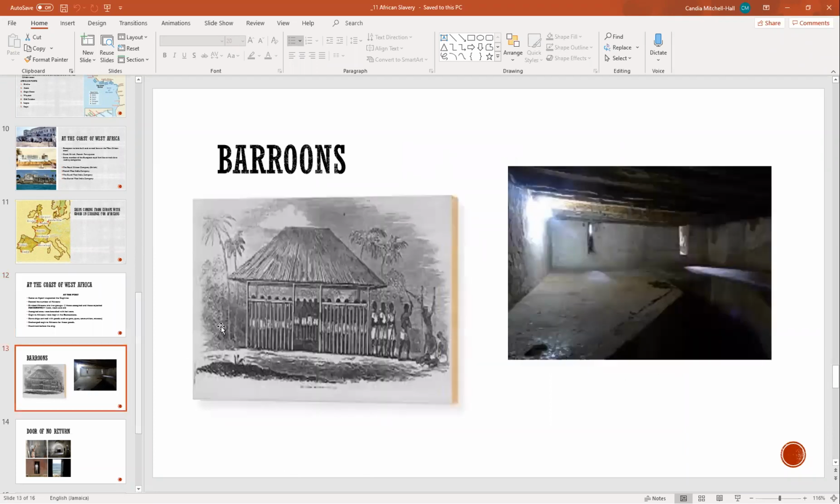So this is one picture of the barracoons. This is a wooden barracoon where they are housed. And this is a barracoon within the fort, your house within there.